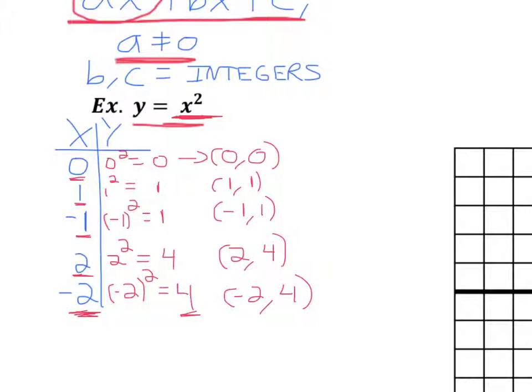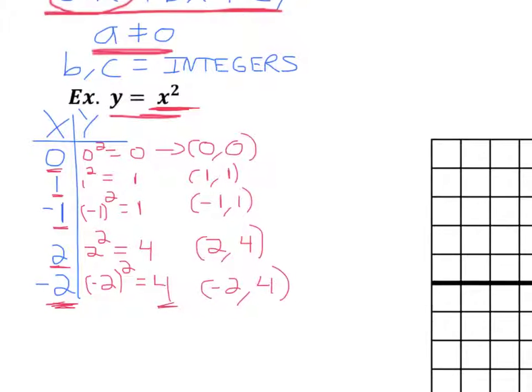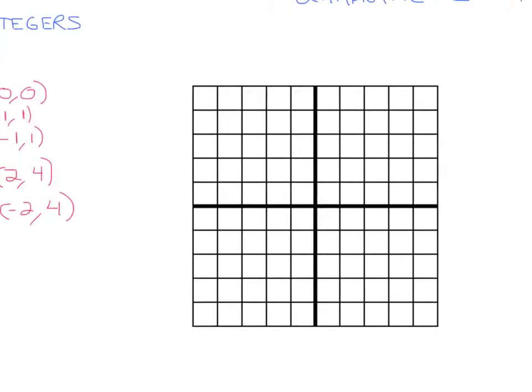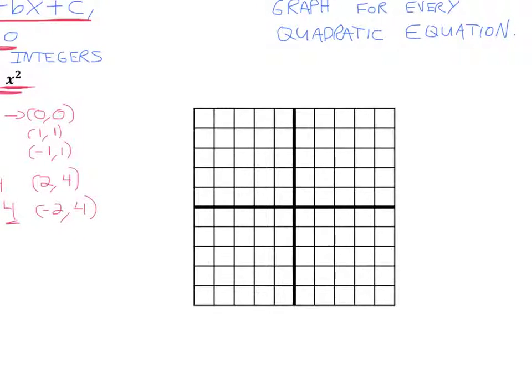Okay, so let's just graph these. What do we have? 5 points. So I'm going to move over, and we're just going to graph. Make it a little bit smaller so you can see it. I'm just going to graph these 5 points. So this 0, 0, right? We're right at the origin here. This 1, 1, we go to the right 1, up 1. This negative 1, 1, we go to the left 1 and then up 1.